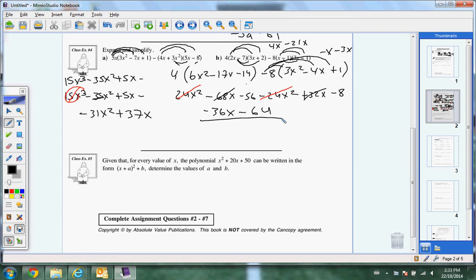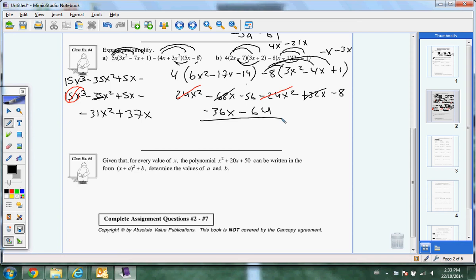Okay, and the last example. Questions yet? Deep breaths. So no, I wouldn't say this is a high difficulty level. I'd say it just takes some time. So maybe high time level. Okay? All right. Given that for every value of x, the polynomial x squared plus 20x plus 50 can be written in the form of (x plus a) squared plus b. Determine the values of a and b. So what it's saying is that if I foiled all this out, it would get this.